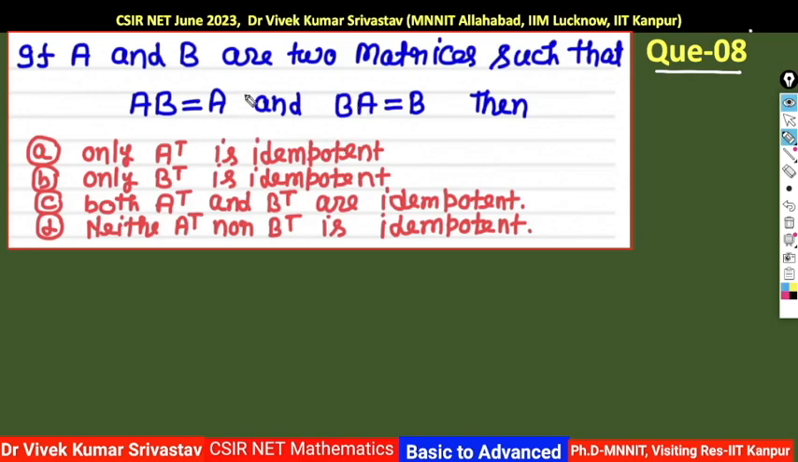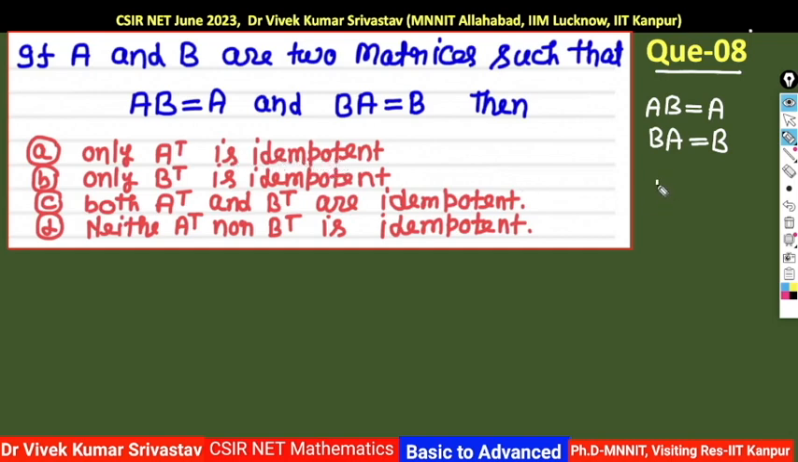So just try to understand, this is level 1 where we can solve these types of problems, try to improve our thinking power, and then we can approach part C also, right. So here A and B are two matrices such that AB is equal to A and second, BA is equal to B. These two things are given. Then we have to tell whether only A transpose is idempotent, right. You know what is an idempotent matrix, right.